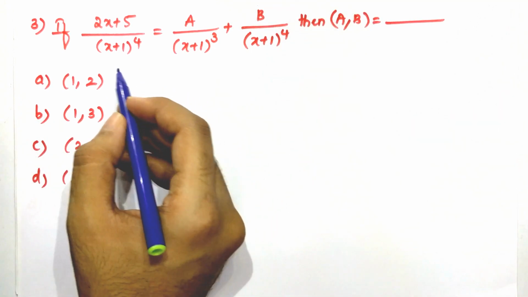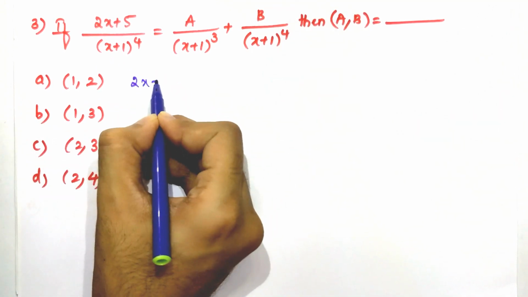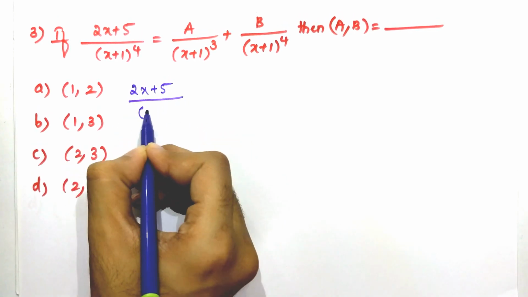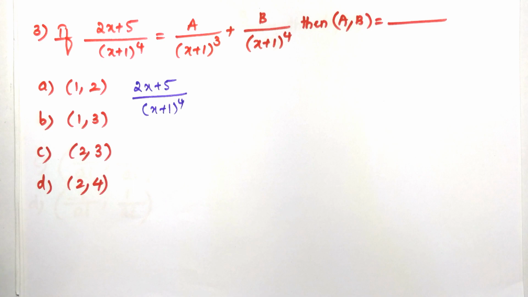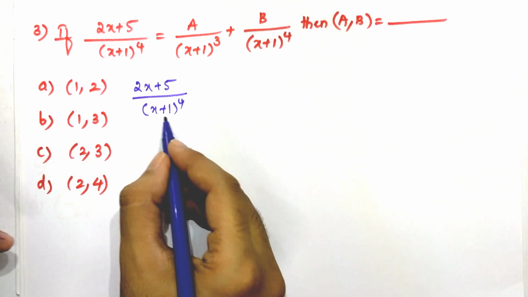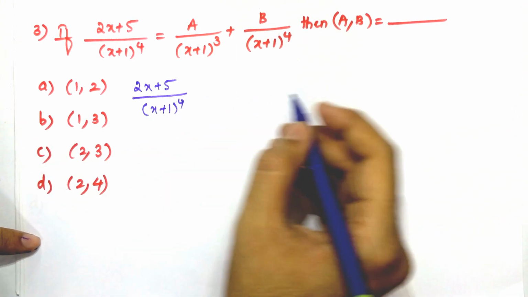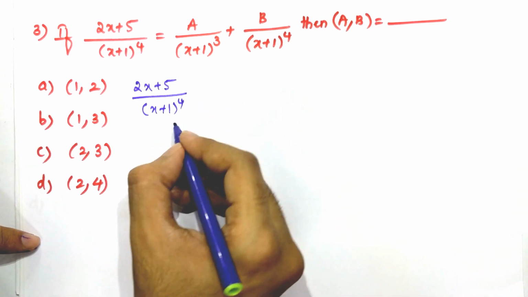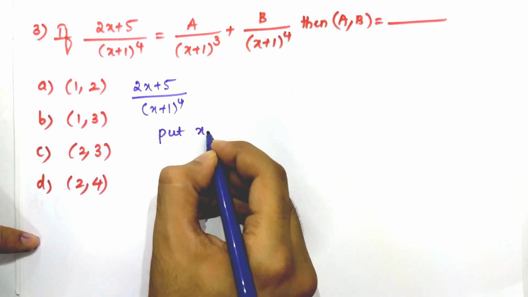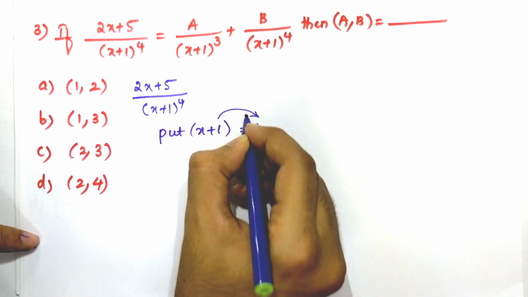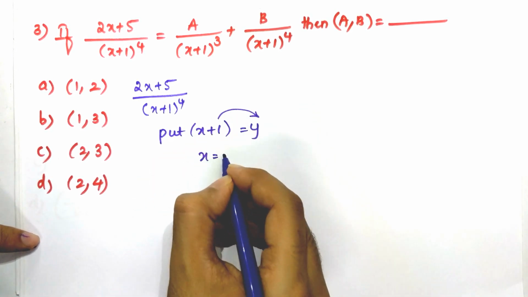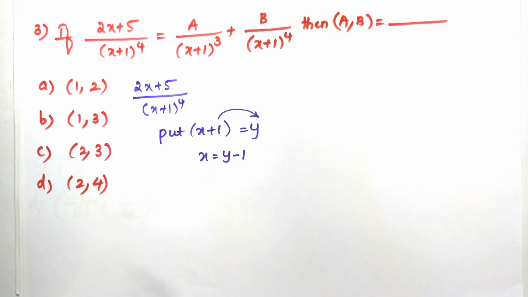Now look at this. The question is 2x plus 5 by x plus 1 whole to the power of 4. Now consider the denominator's factor as y, so put x plus 1 is equal to y. Sending the 1 to the other side, x is equal to y minus 1.